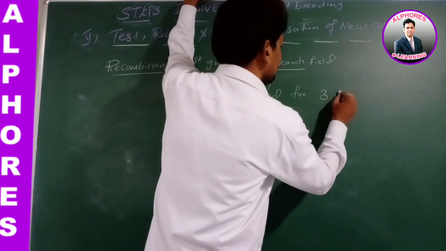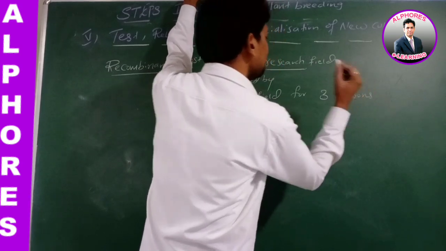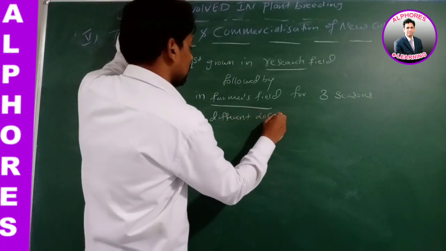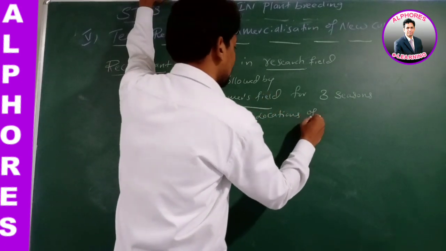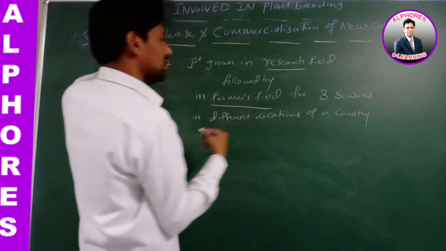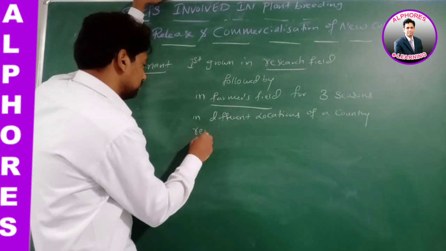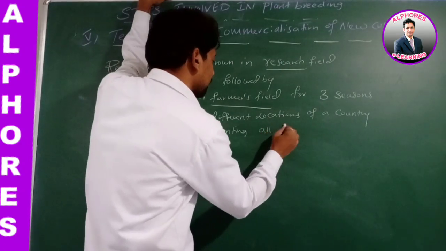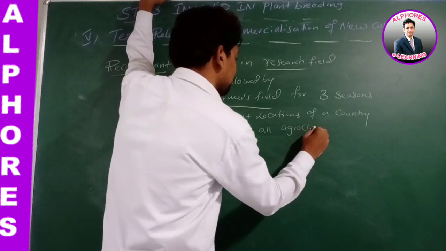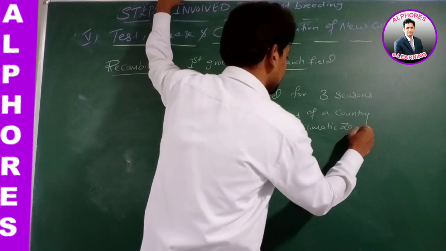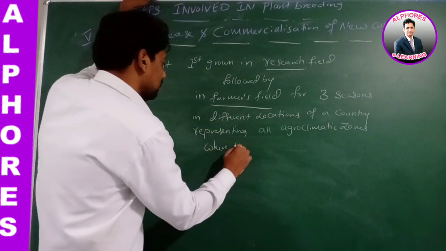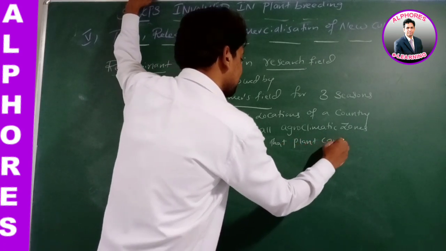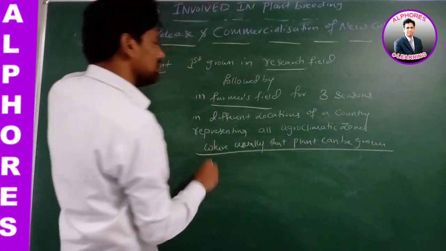Sir, grown in farmer's field for 3 seasons in different locations, different places, different locations of a country representing all agroclimatic zones where usually that plant can be grown. Sir, what is the meaning of this statement, sir?